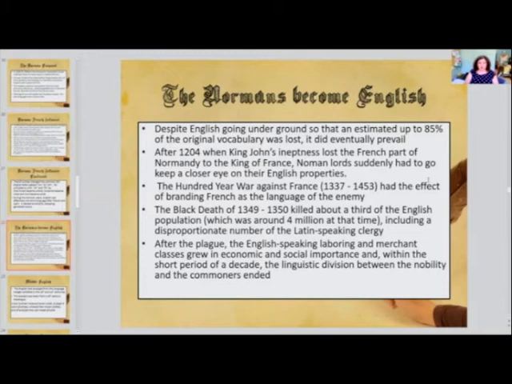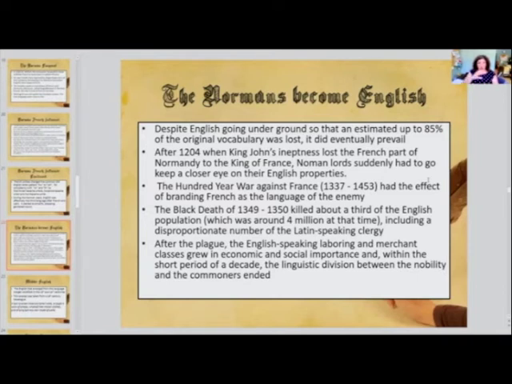Probably about 4 million people died. We don't have exact statistics, but we know it was about a third of the English population. And a lot of the people who died were the clergy who were speaking Latin, because the clergy would go to minister to the sick, and we didn't have a germ theory of disease. So they didn't know it was making people sick. They assumed it was a miasma, which was a bad smell.